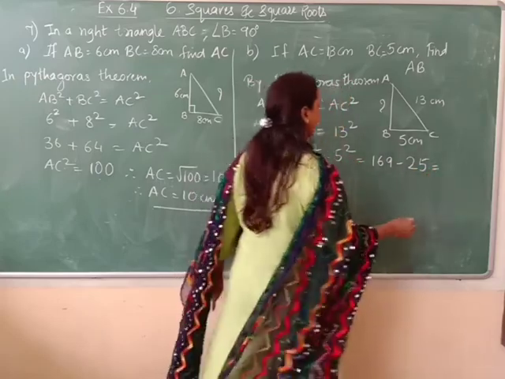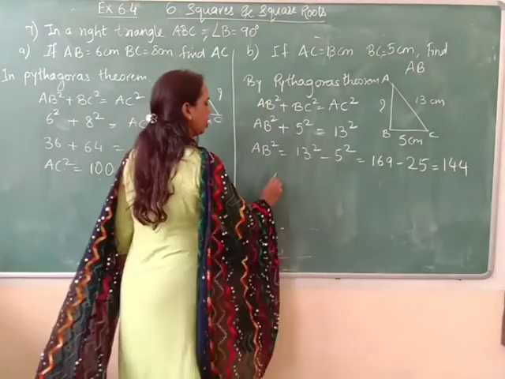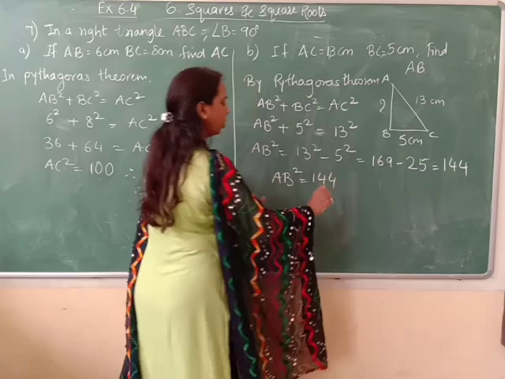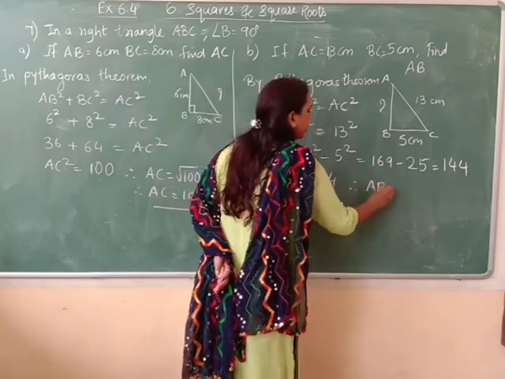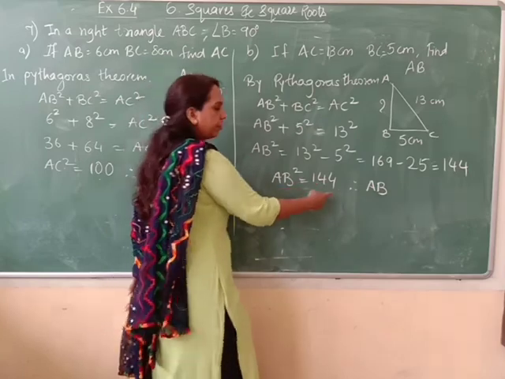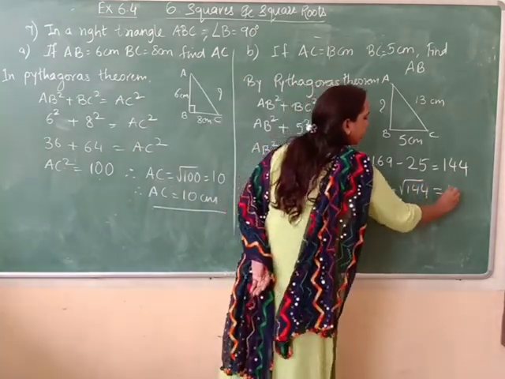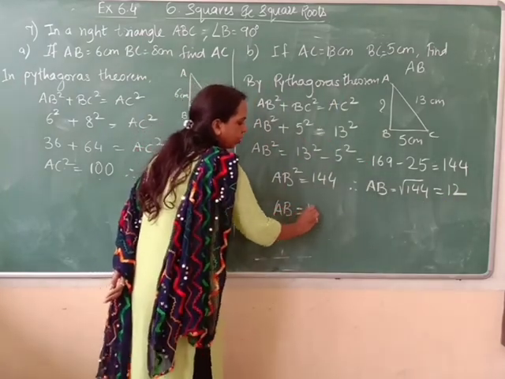144. So AB square we get 144. Therefore AB square is 144. Therefore AB is equal to square root of 144. That is equal to 12. Therefore AB is equal to 12 centimeters.